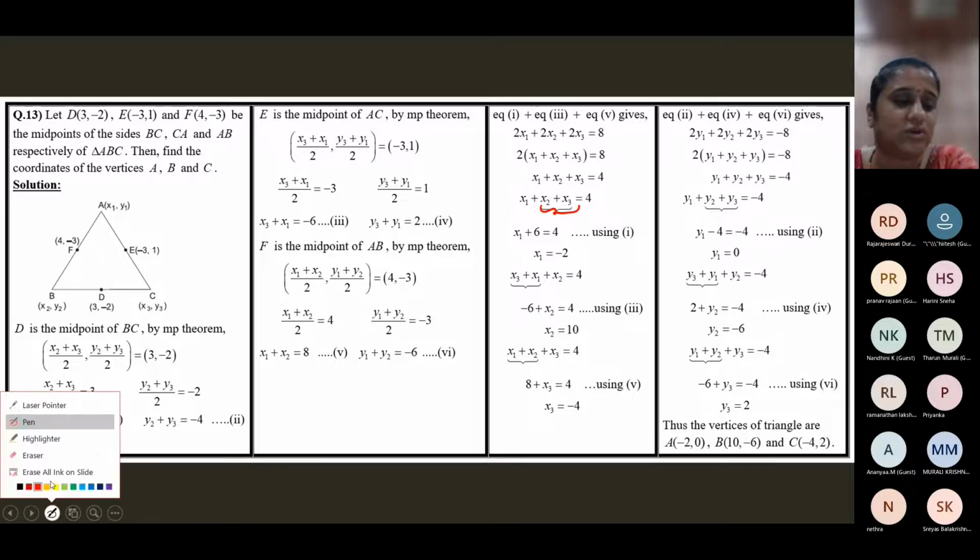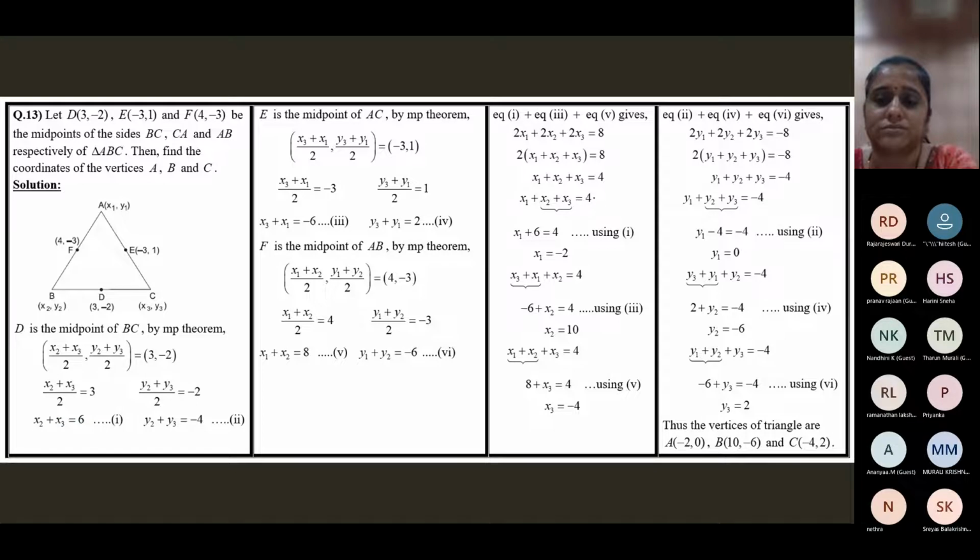Take up the same equation again. I've written using 1 because this is equation 1: x2 plus x3 is 6. We have substituted that. That's what I mean by using 1.